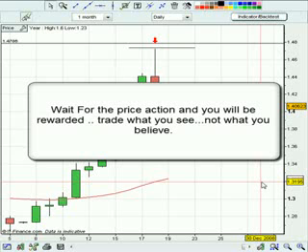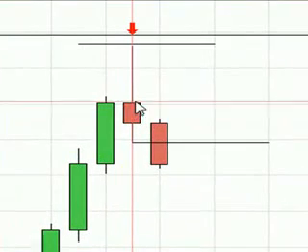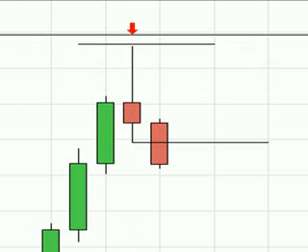The tail must be greater than 2/3 of the entire range. So what that means is that little body right here needs to be 1/3 and the tail should ideally be 2/3.